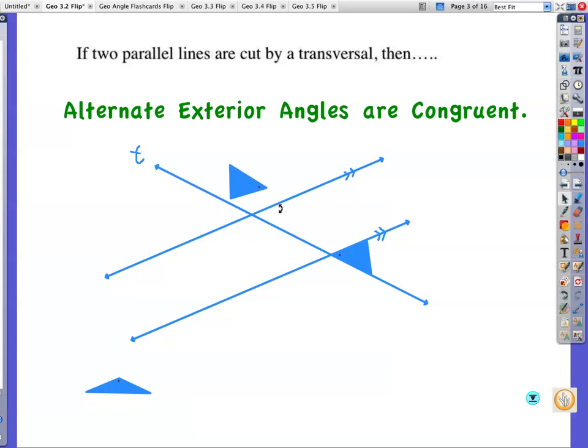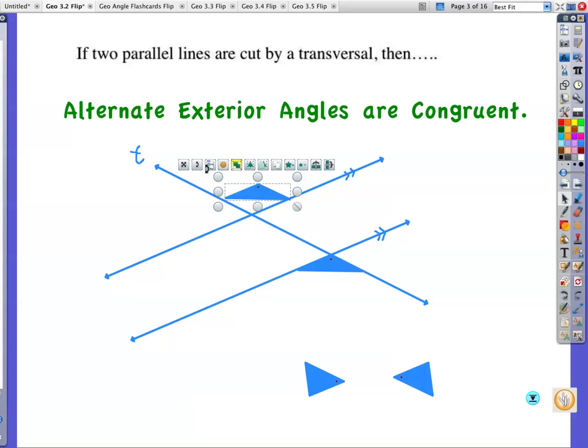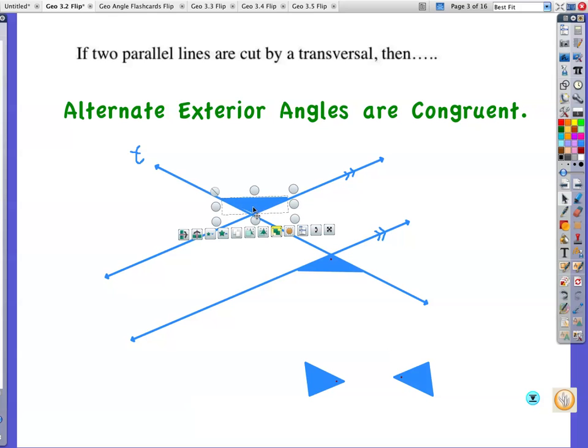If I make a copy of this, flip it around, and fit it in there, it turns out this is the exterior angle, and they are indeed going to be congruent. If we do the same thing down here, here's an exterior angle, and I'm going to make a copy of it, stick this one up here and turn it around. They're going to be congruent. So alternate exterior angles are congruent.